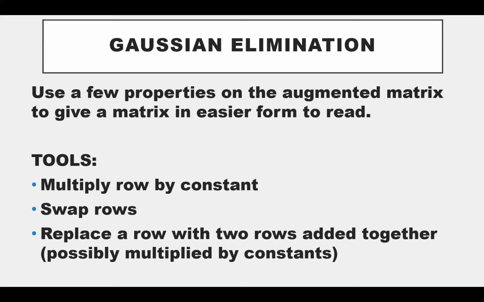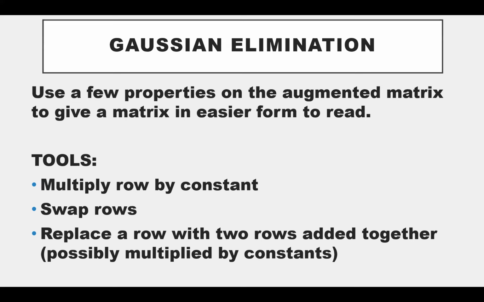Now, the tools we can use with Gaussian elimination are as follows. There's 3 main ones. We can multiply a row by a constant. By the way, if we multiply an equation by a constant on the left and the right, that doesn't change the answer to the equation. We can swap rows. Swapping rows is like swapping the order that the equations come in, and that's not going to change any answers either.